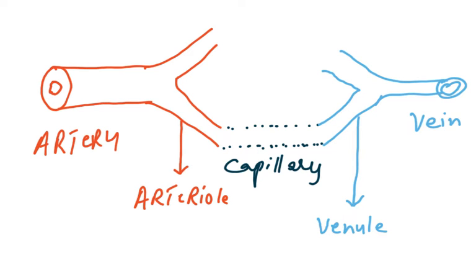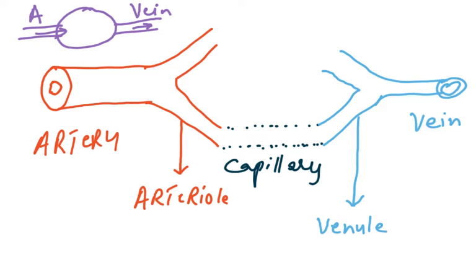Basically what we have to understand is that every organ of the body has to have an artery which is carrying blood to that organ and a vein which is carrying blood away from that organ. Whether it's the liver, the lungs, the kidney, or the stomach, there has to be an artery and a vein.